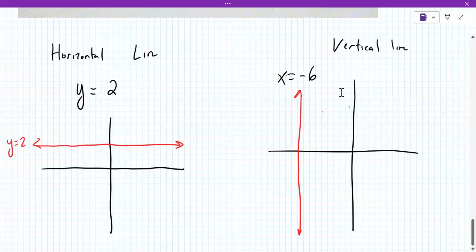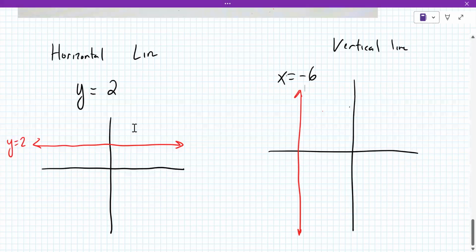One of the ways that I always remembered horizontal lines versus vertical lines is I always think of it as y is always 2. Anywhere along here, y is 2. Same thing for x. x is always -6. y can be anything. Some people just remember the horizontal lines go out into the horizon, so they must go this direction. Some associate them with y. There's a lot of ways to remember them, right?